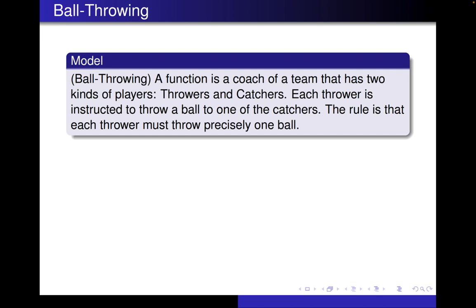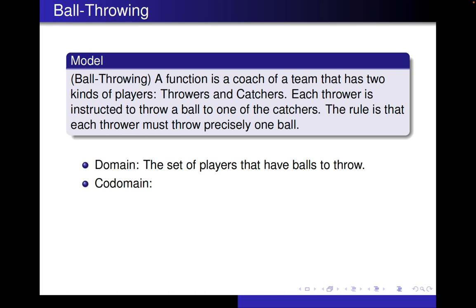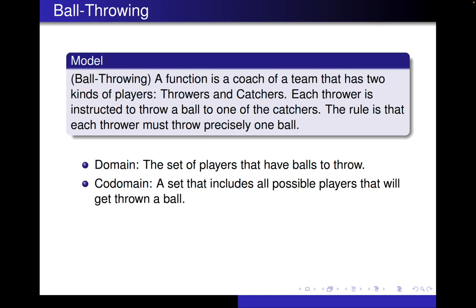Right? So they don't have an extra ball that they can throw to two different people. And again, you can sort of see the parallels between this and the question answer and the input output. Here are your inputs, here is your domain. That is the players that have balls to throw. So those are the throwers, right? Your codomain is the set that includes all possible players that will get thrown a ball. So those are your catchers.